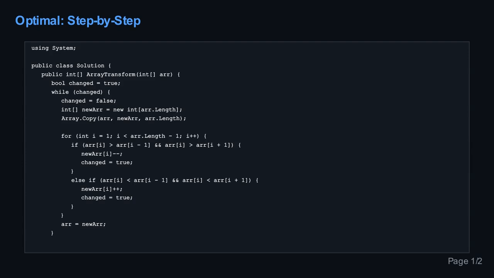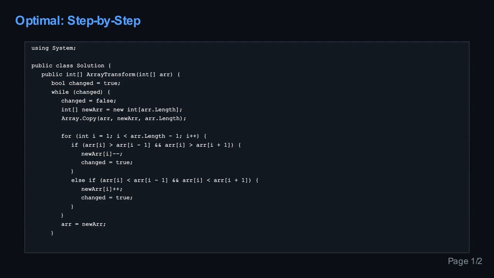Okay, wait. Let's re-examine this. For element 3 at index 2, its neighbors are 2 and 4. It's greater than 2 and less than 4. No change. The problem says elements at the ends never change. So we only check elements at indices 1 and 2. For index 1, element 2, neighbors 6 and 3. No change. For index 2, element 3, neighbors 2 and 4. 3 is greater than 2 and less than 4. No change. My apologies, I misread the example.